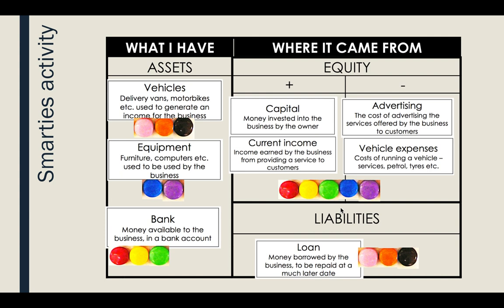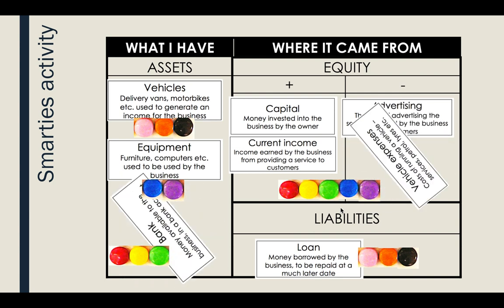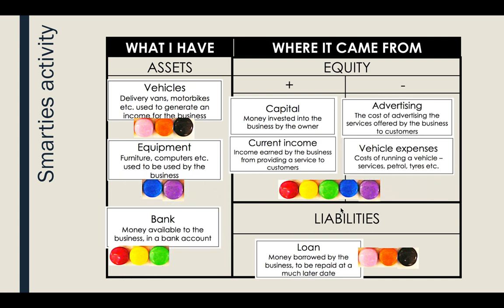Number 4, paid 1 Smartie for petrol. In this case, bank is going to be affected, but so will vehicle expenses. Petrol is something that gets used up. So it is going to be an expense that will decrease your equity or contribute to making a loss or reduce the profits. So we'll take 1 Smartie from both bank and from equity because my equity is now decreasing.